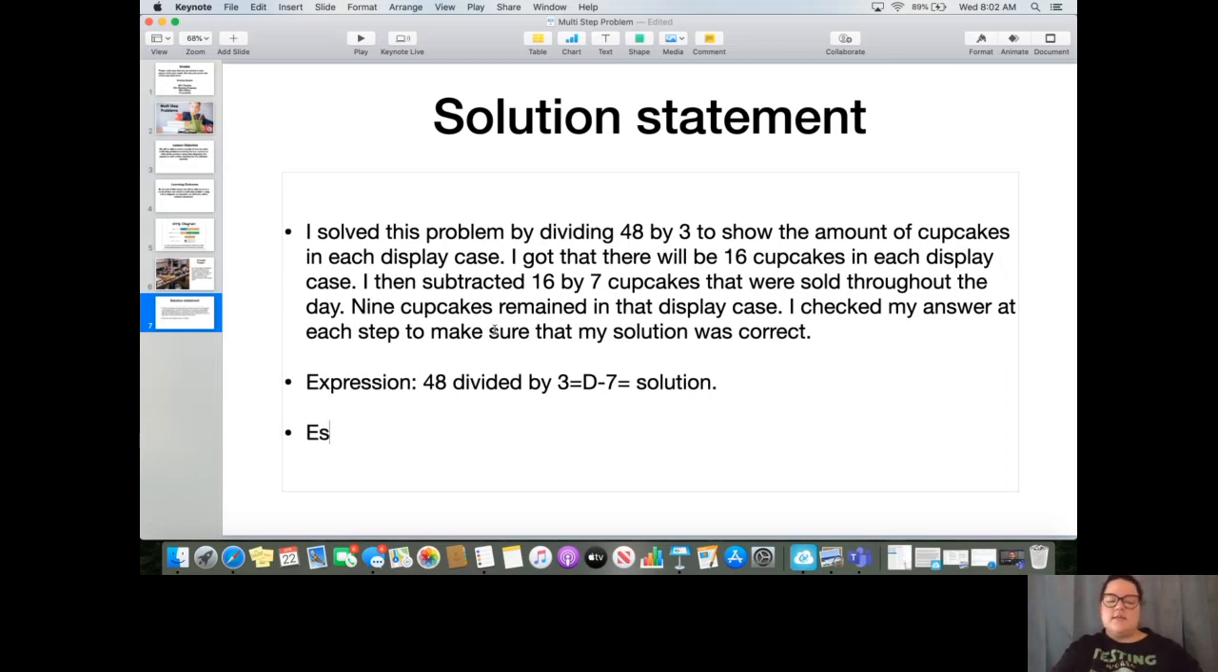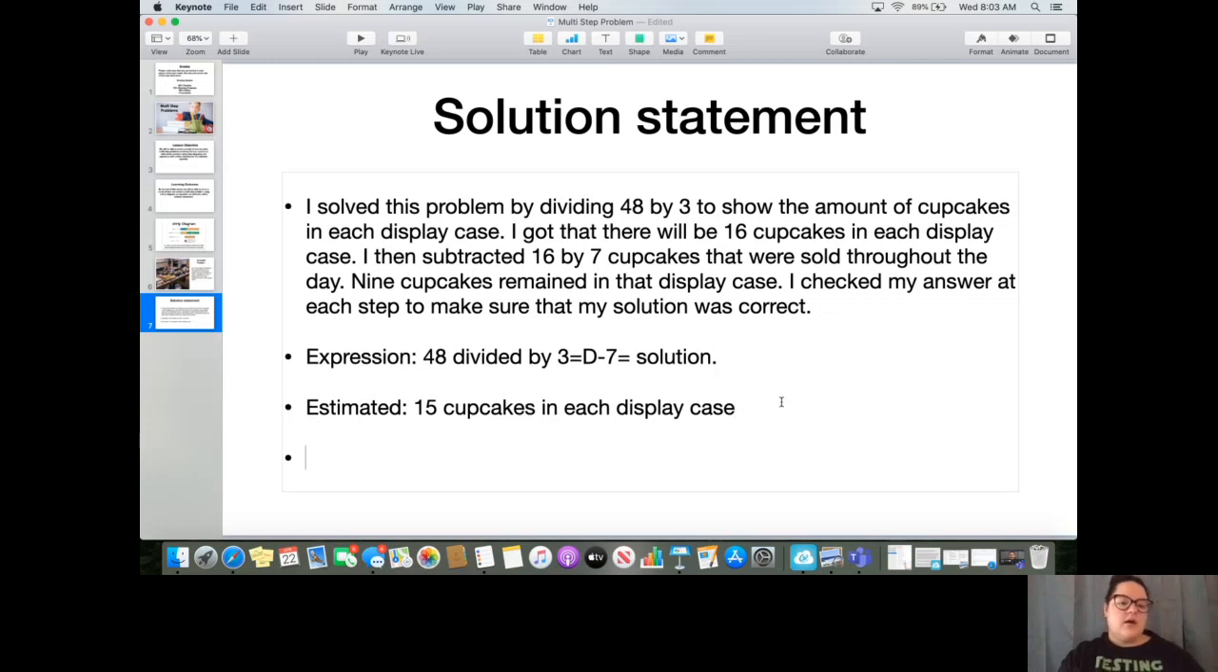Then I want to do our estimate. We estimated that there would be 15 cupcakes in each display case. My friends, we were off by 1. So estimating helps us ensure that our answer was correct. And then our answer. 9 cupcakes remained in the display case.